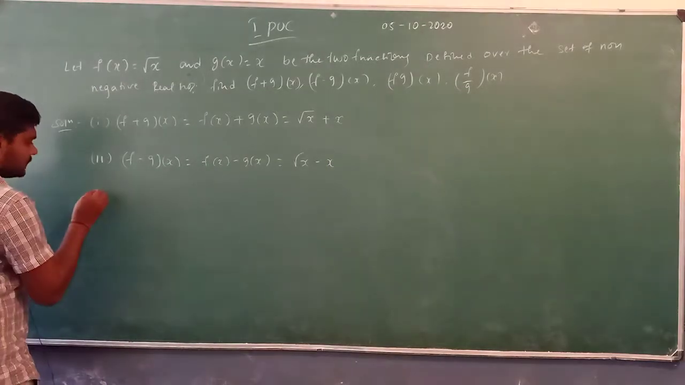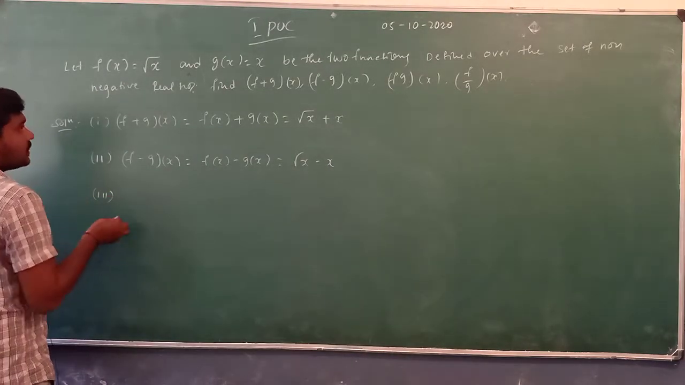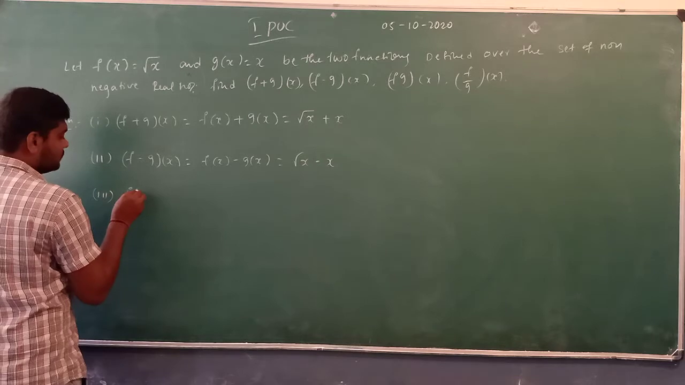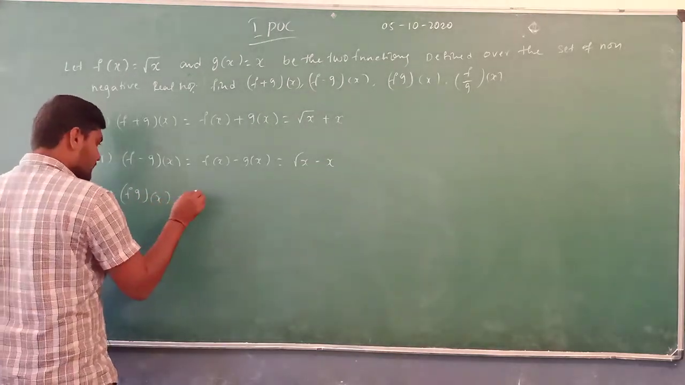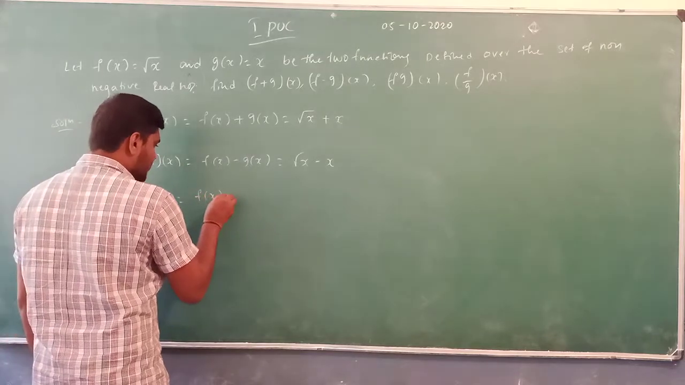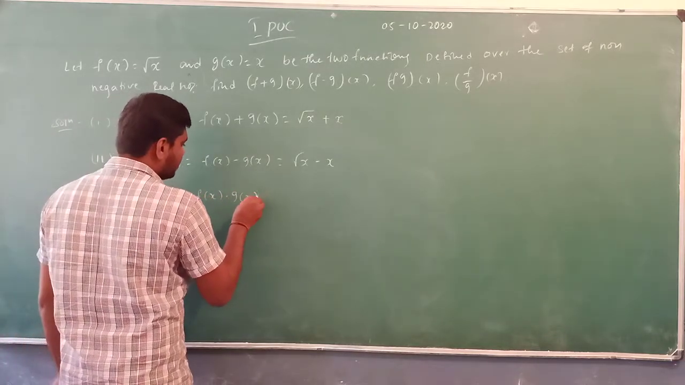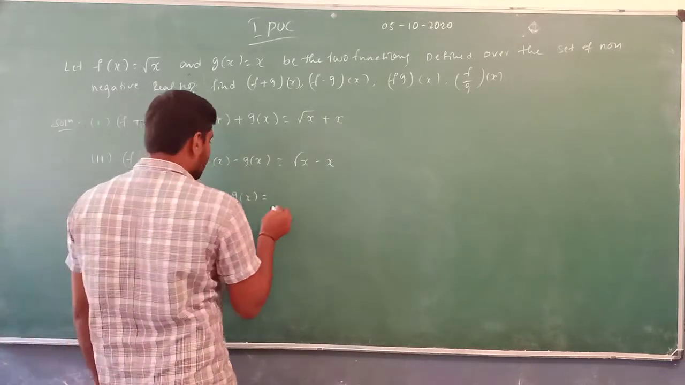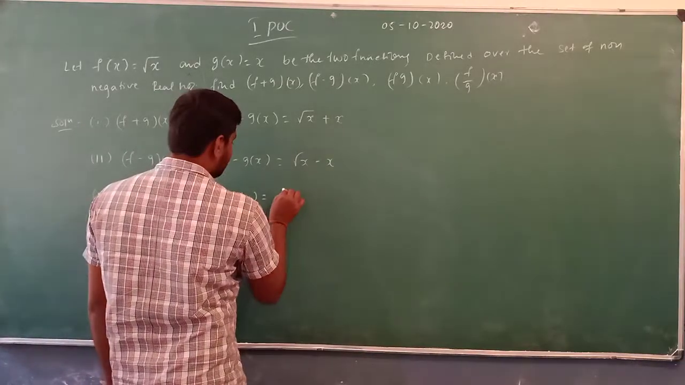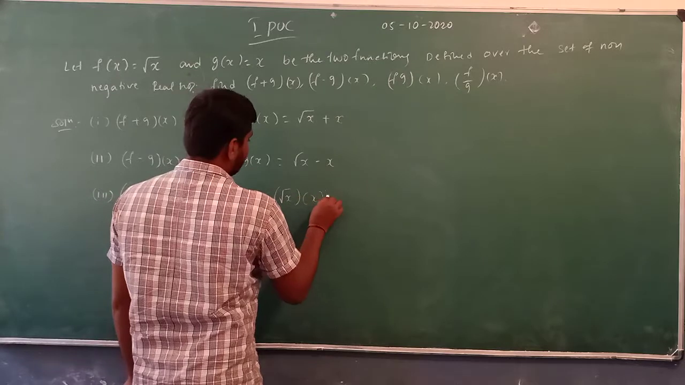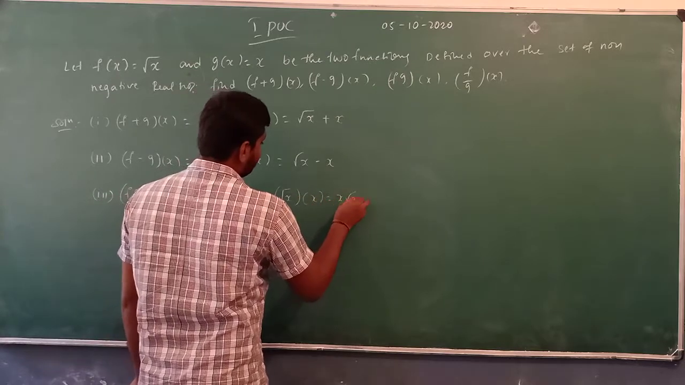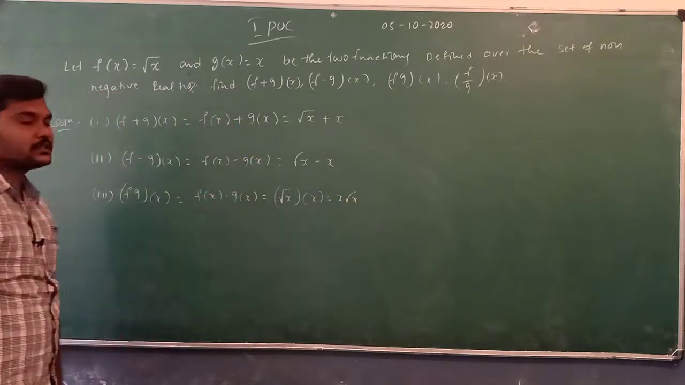The third one is f g of x, which can also be written as f of x into g of x. So that can be written as, what is the value of f of x? That's going to be root x, and g of x is x. So we can write that x root x.